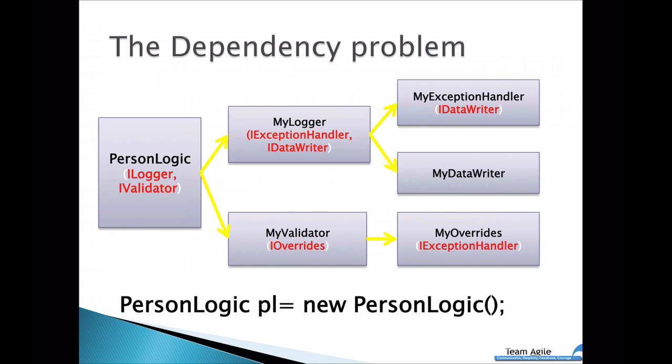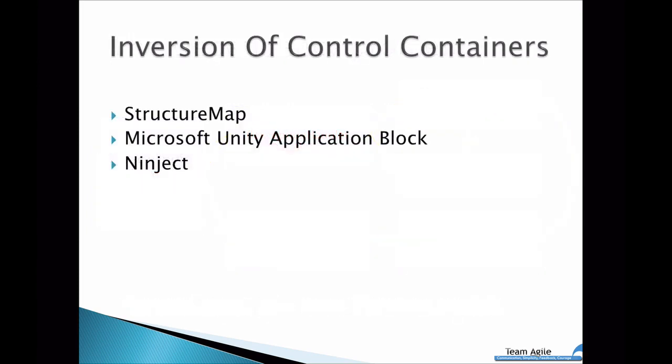And that's okay too. But this is where things like dependency injection containers come into play. And they help a lot with this problem. So there are a lot of inversion of control containers in .NET. The 3 that a lot of people I see using are StructureMap, Unity, and Ninject. However, your mileage may vary.